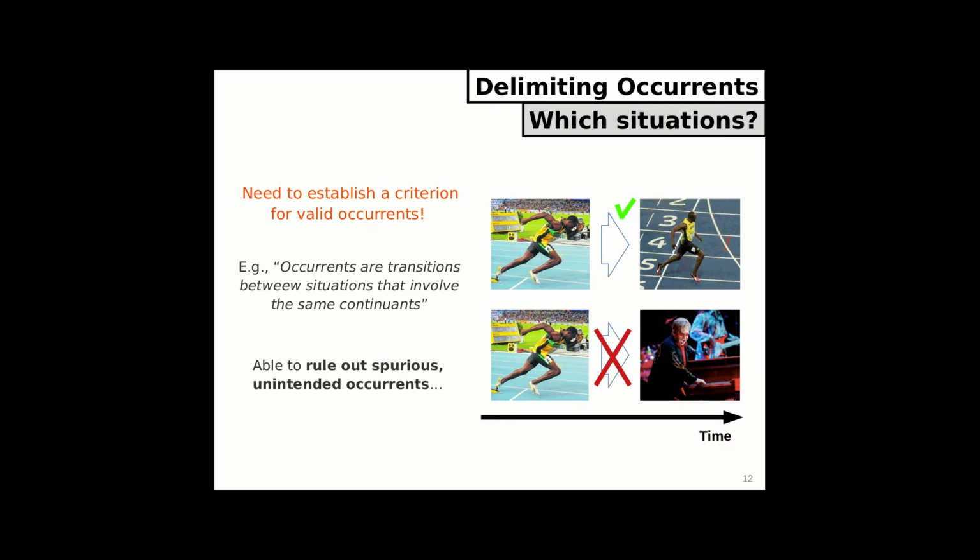So, we need to establish a criterion for valid occurrence. For example, we could say that occurrents are transitions between situations that involve the same continuants. It accepts the event of Usain Bolt starting and finishing a run, and it also excludes some unintended occurrents, like the one involving Usain Bolt and Elton John, since neither of them is present on both situations.